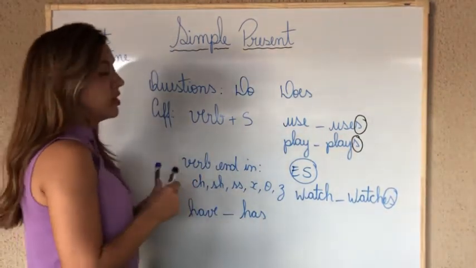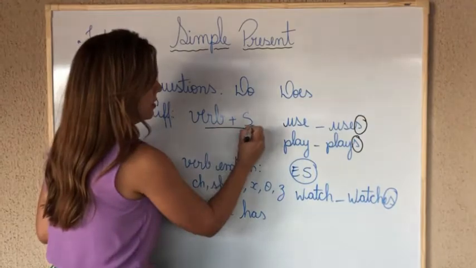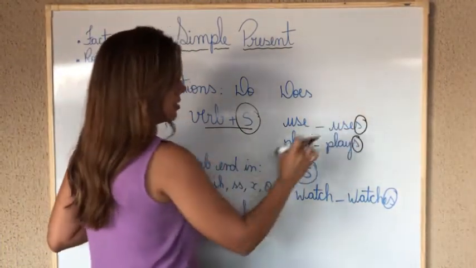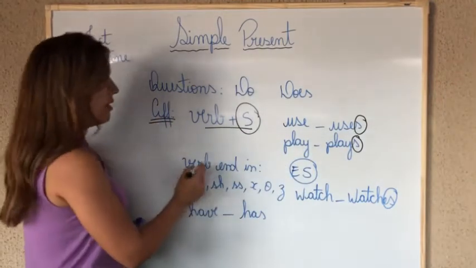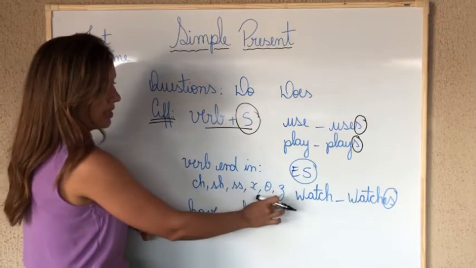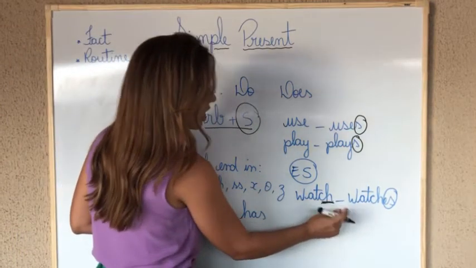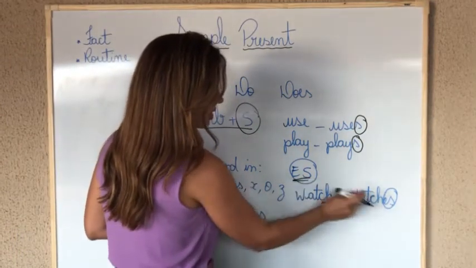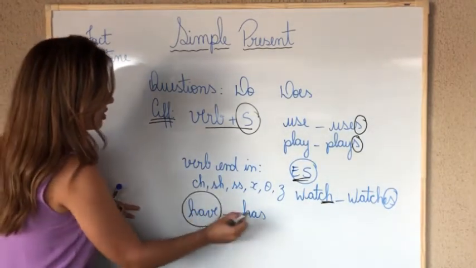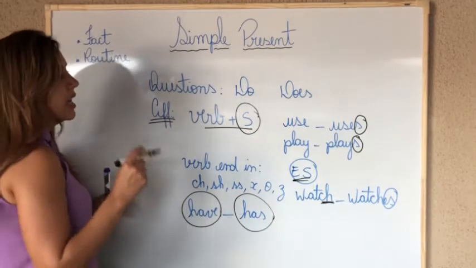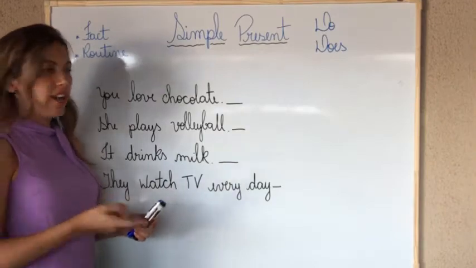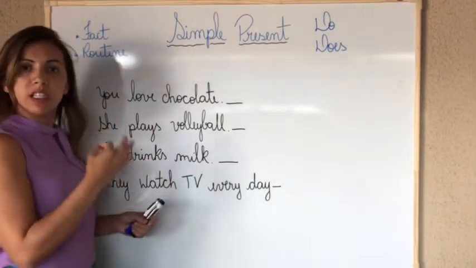Okay? Usually we add s in the verb in affirmative answers. Use, uses. Play, plays. If the verb ends in ch, sh, ss, x, o, or z, for example here, watch, we change to watches. Great, only in affirmative. And the verb have, it changes to has. In negative sentences, no, we don't change anything. Okay, these are some affirmative sentences.